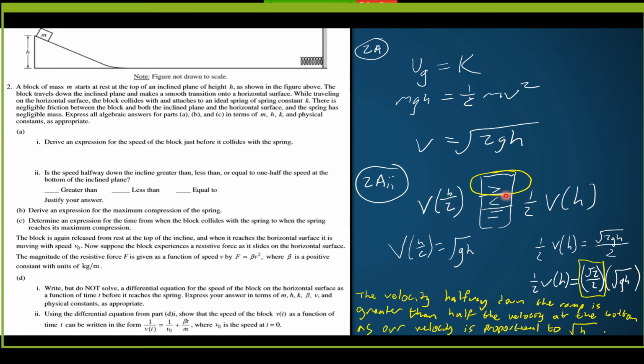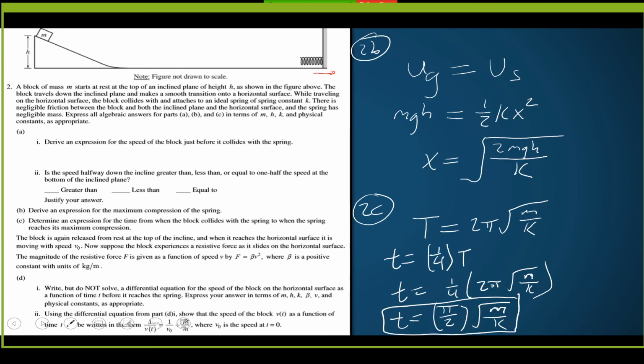Or I could say the velocity at half of the height of the inclined plane should be greater than half the velocity at the bottom of the inclined plane. Since they asked us to justify our answer, I need to write this in a complete sentence. So I could say: the velocity halfway down the ramp is greater than half the velocity at the bottom because our velocity is proportional to the square root of our change in height. Any questions on A part 2? It's fine.